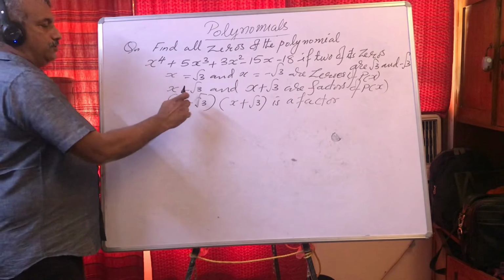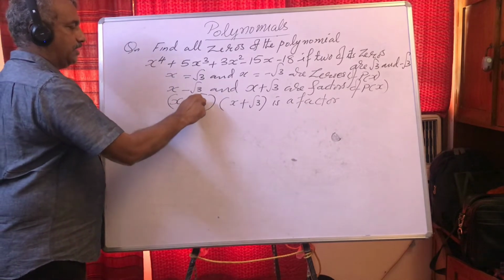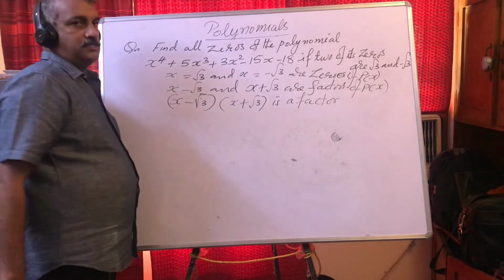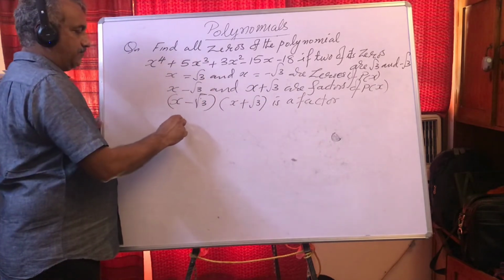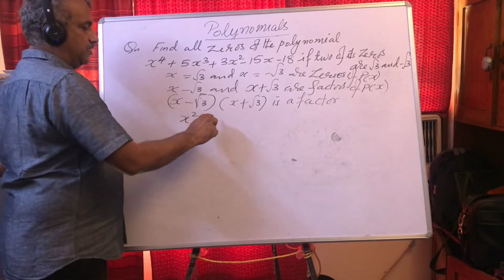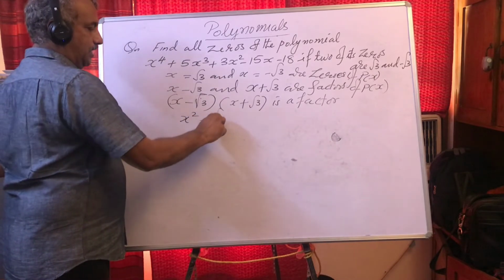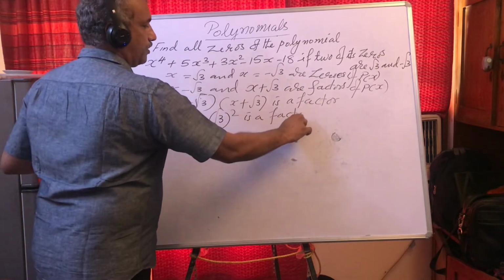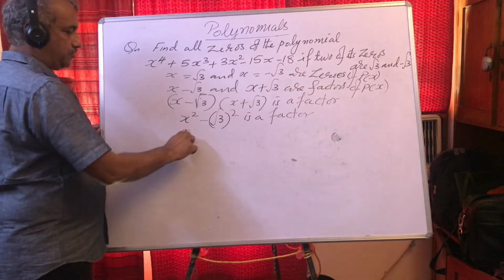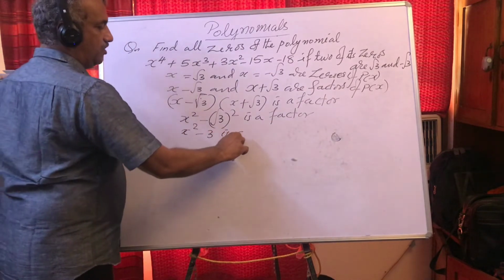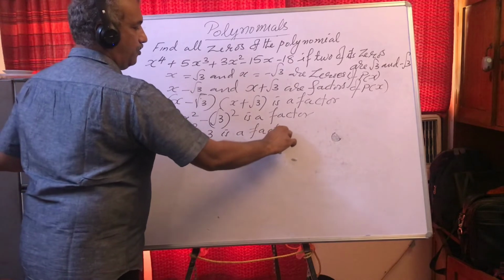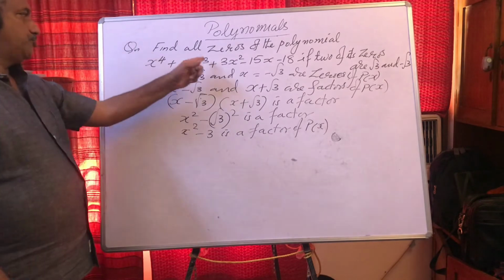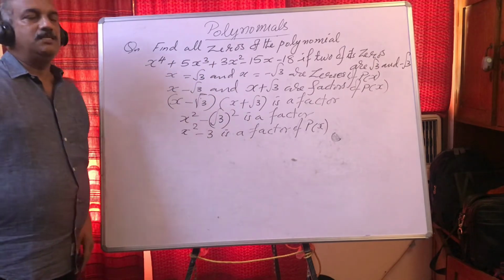Now we are going to solve this one by using the third identity, a plus b into a minus b is equal to a square minus b square. So this will become x square minus root 3 the whole square, is a factor. Therefore x square minus 3 is a factor of p of x. So for this polynomial, x square minus 3 is a factor.